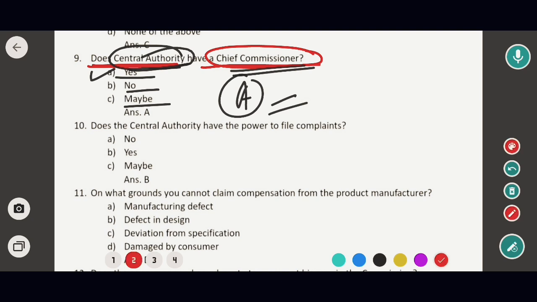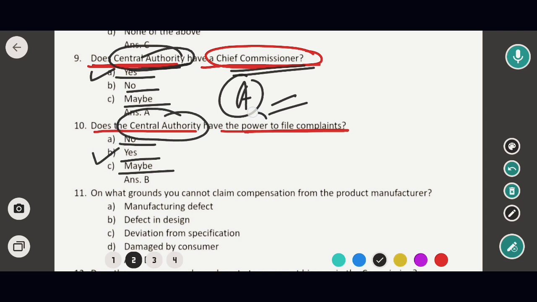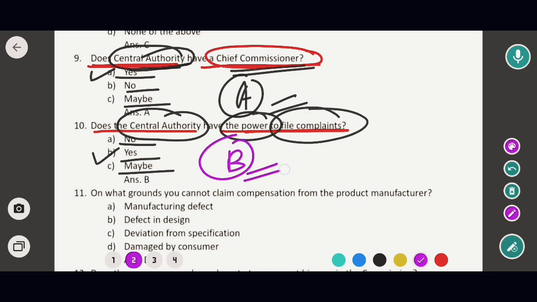Next question is, does the Central Authority have the power to file a complaint? So the options are yes, no, maybe. So in this case, the correct option would be yes. That means the Central Authority has the power to file the complaint. So in this case, the correct option would be option B. Okay, so now on to the next question.